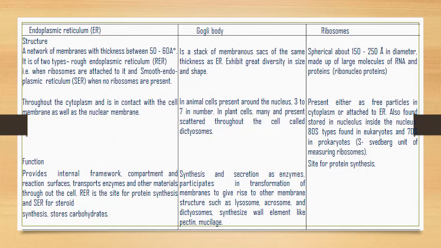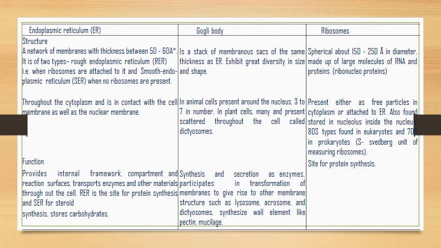Next is Golgi bodies. It is a stack of membranous sacs of the same thickness as ER. Exhibits great diversity in size and shape. In animal cells present around the nucleus, 3 to 7 in number. In plant cells, many, scattered throughout the cell, called dictyosomes. Synthesis and secretion of enzymes. Participates in transformation of membrane to give rise to other membrane structures such as lysosome, acrosome and dictyosome. Synthesizes wall elements like pectin, mucilage.